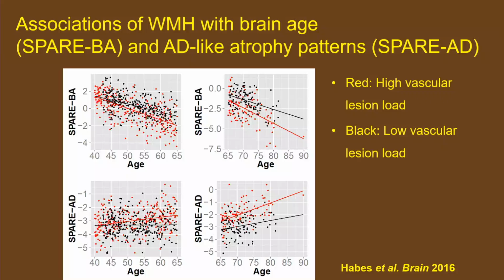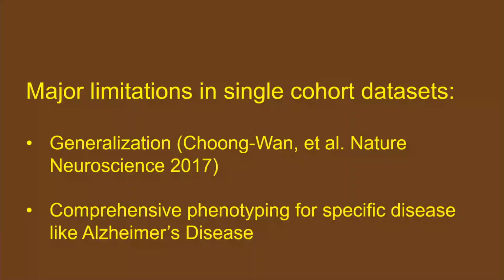Those who have high vascular lesion load have significantly more brain aging patterns at older age, after the age of 65 years old. And even before that, this relationship was stronger at older age. We have seen also that those who have high vascular lesion load would have more AD-like atrophy, as demonstrated in the figure below. They have higher SPARE-AD values, which is indicating more AD-like atrophy.